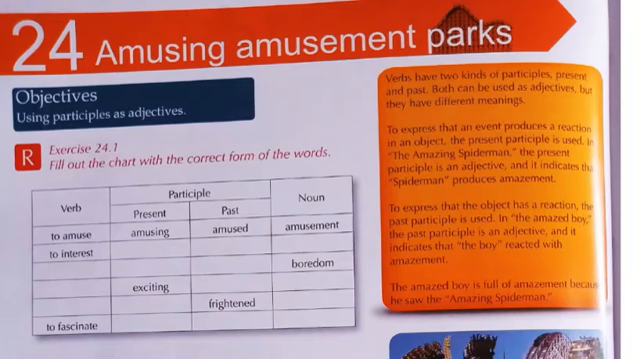Now, as I told you, if you have -ed, you're describing a feeling. In this case, the amazed boy, you are talking about how the boy is feeling. And in the expression the amazing Spider-Man, you are describing Spider-Man. How is he? Spider-Man is amazing. Now the last sentence: the amazed boy is full of amazement because he saw the amazing Spider-Man. You have the amazed boy, the feeling, amazement, the noun, and the amazing Spider-Man is the present participle. It's very important that you know the difference between all of these words.